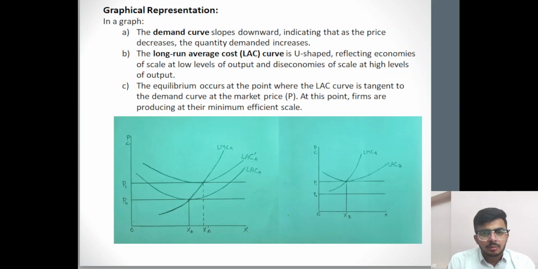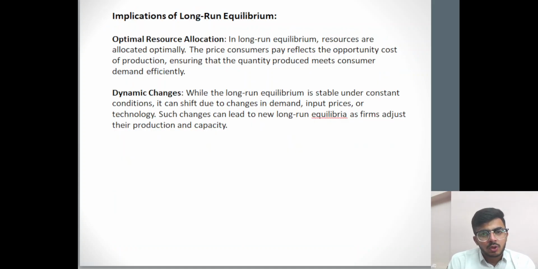So this is the graphical representation, where the long run average cost curve is U-shaped, reflecting economies of scale at low levels of output and diseconomies of scale at high levels of output. Now the implications of long run equilibrium are optimal resource allocation and dynamic change. In long run equilibrium, resources are allocated optimally. The price consumers pay reflects the opportunity cost of production, ensuring that the quantity produced meets consumer demand efficiently.